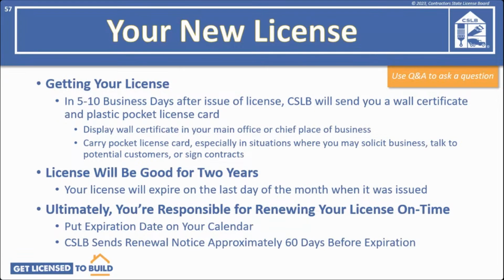In about 5 to 10 business days, your license will be issued. CSLB will send you a wall certificate and plastic pocket card license. Display the wall certificate in your main office or chief place of business. Carry your pocket card with you, especially in situations where you are going to solicit business, talk to potential customers, or sign contracts. We encourage consumers to ask to see your pocket card license.